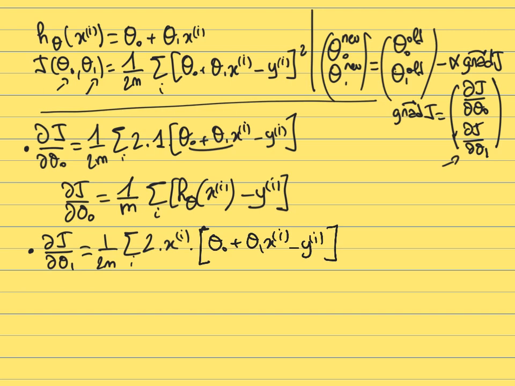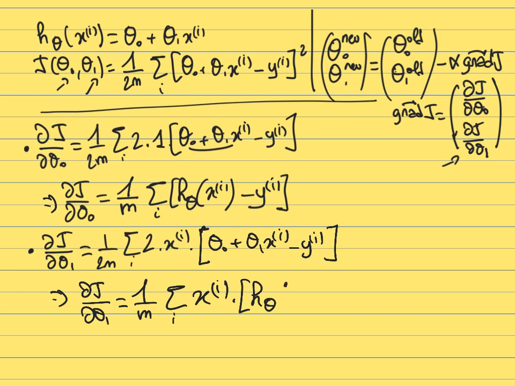Again, we can rewrite this in a more condensed way. The derivative of the cost function with respect to theta 1 is equal to, again with the factor 2 disappearing, 1 over m times the sum over the training examples of a slightly different term: the product between the value of the feature x and the difference between the hypothesis of your model at x and the true output. So now you have two expressions here.